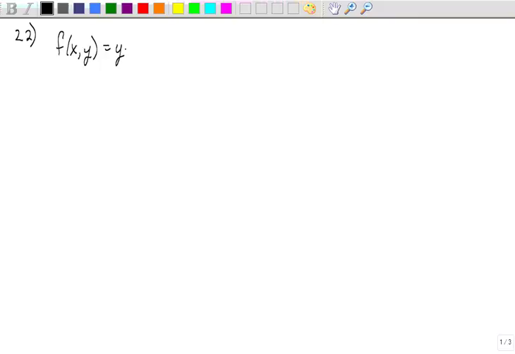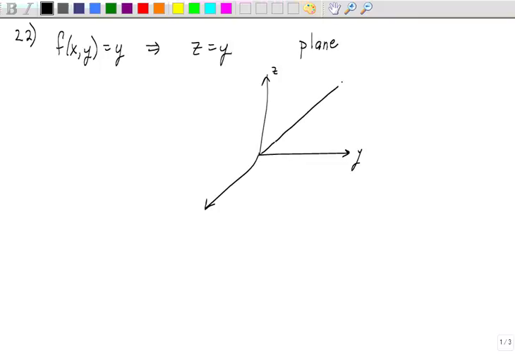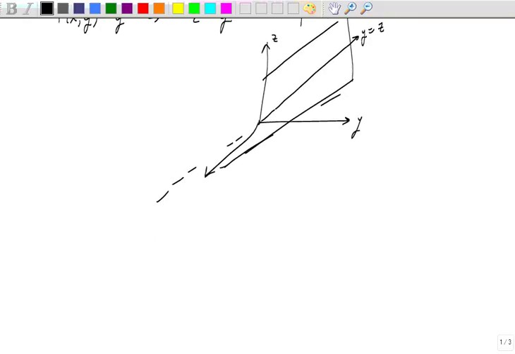Okay, in this problem, we want to sketch this. So we want to sketch z equals y. So that's a plane. This is y and this is z. And y equals z is this line on the diagonal. So we have this plane on the diagonal, coming out from the line, and it includes that line y equals z.